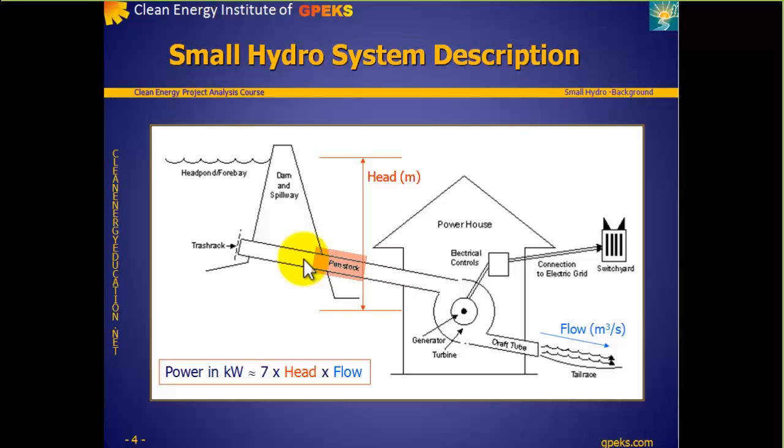Water exiting the turbine passes through a draft tube and then back to the river by an excavated channel known as a tail race.